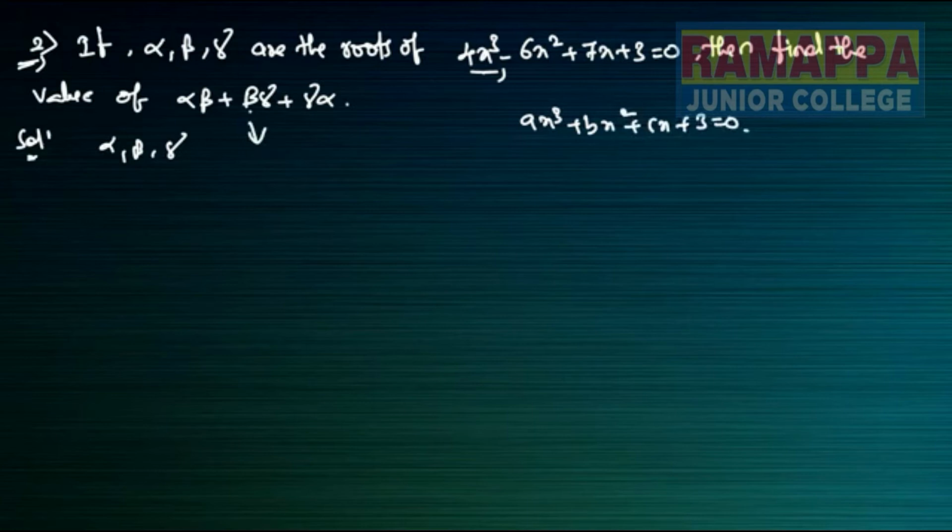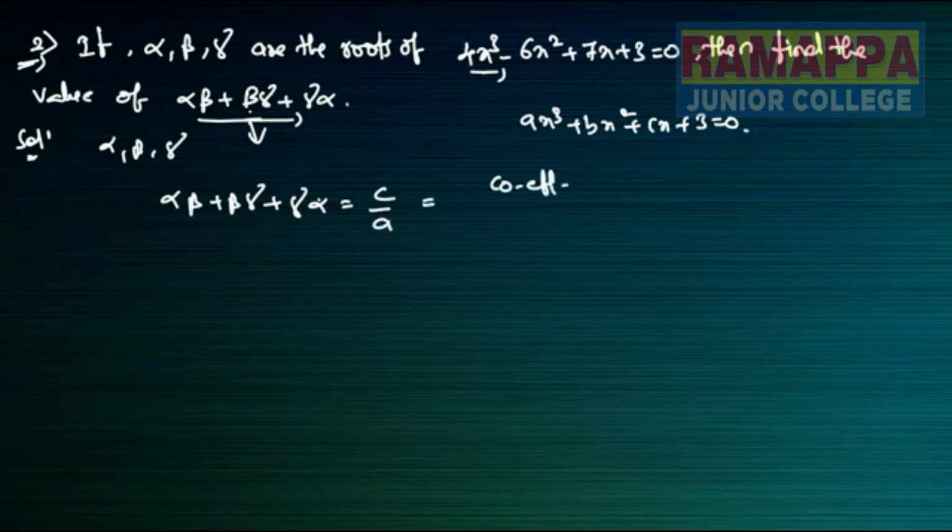So from this we have to find this one only. Here, alpha beta plus beta gamma plus gamma alpha. He is asking us to find the value of this one. So alpha beta plus beta gamma plus gamma alpha is equal to c by a. What is c? The coefficient of x divided by the coefficient of x cube. So here c is equal to 7, and a is equal to 4. So 7 by 4 is the answer of this question.